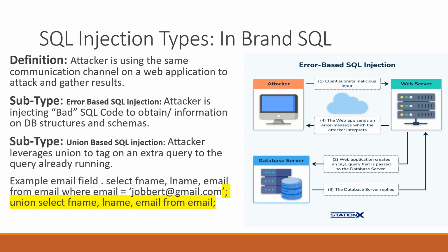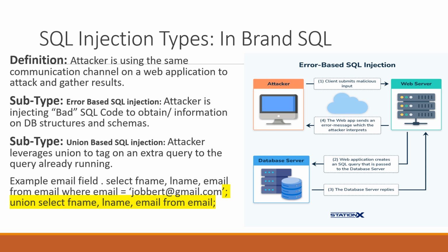One is the error-based SQL injection, where the attacker injects bad SQL code to obtain database structures or schemas through error codes. A lot of times, if you don't have your error codes filtered out, they'll pass that on to the user and specifically tell you which fields are in a table. Then the attacker can know, hey, these are the fields in this table.